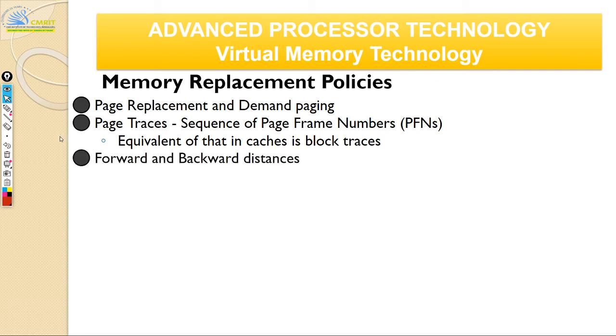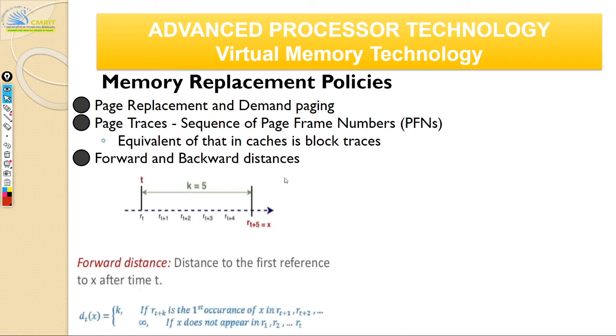Then you'll have something called backward and forward reference distances. When you have these page traces, there are two things you can find out. One is, for a given particular page, you can find out when it was last accessed. That's your backward distance. And when will it be accessed next in the future? That's your forward distance. Forward distance is the distance to the first reference to a particular page after a certain time.